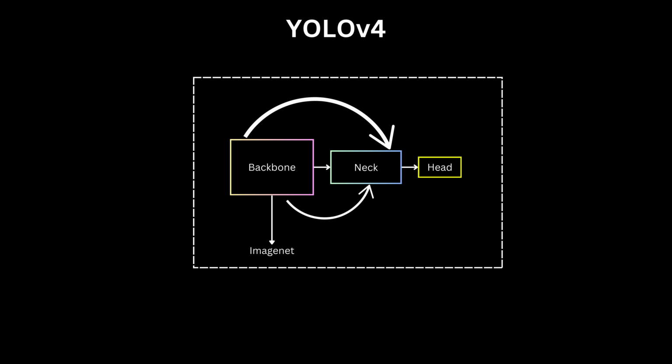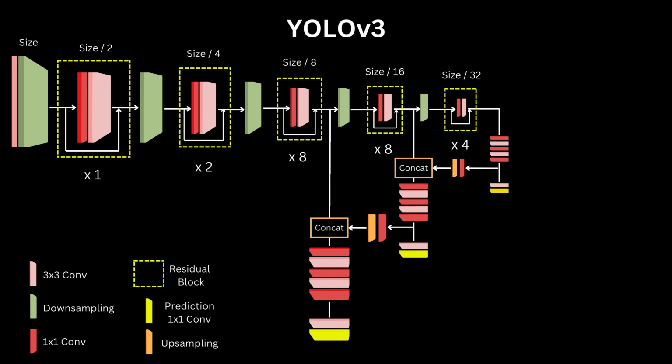Head is the last part that takes in the features from neck and finally predicts the bounding boxes and class information. If we go back to the YOLO v3 architecture that we saw in the last video, we can apply the same categorization to that as well.